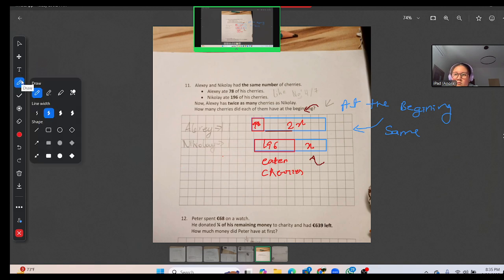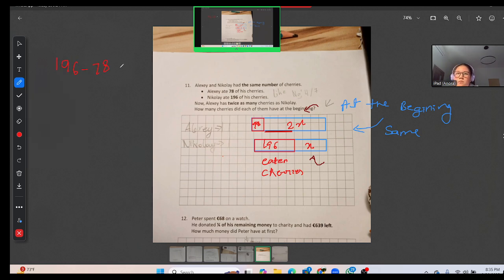See, what I was saying, if you subtract this amount, this 78 from 196, you would be left with this, right? This much you would get, right? So basically, if I subtract 78 from 196, how much would I get? 118. And this 118 is nothing but x.